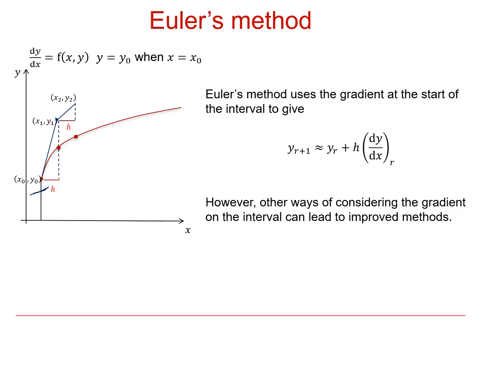So we used the point x0, y0 and the gradient at that point to generate an estimate for y1, the next value. And we had the generalized formula whereby we would increase x by a set amount, h, multiply that by the gradient at the current point to generate the value for y at the next point. But as the diagram illustrates, this may well lead to errors building quite quickly. So there might be another way of considering the gradient to improve our estimate.